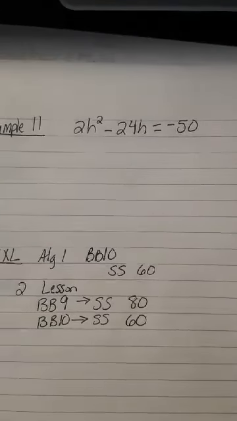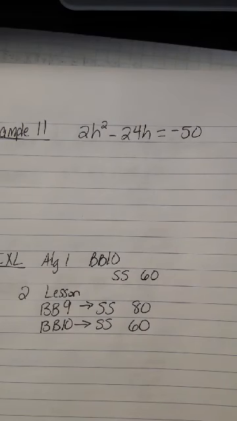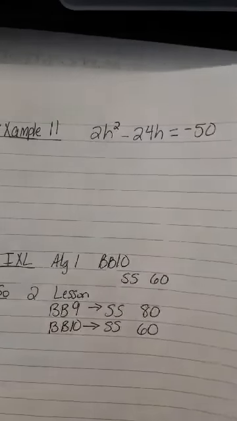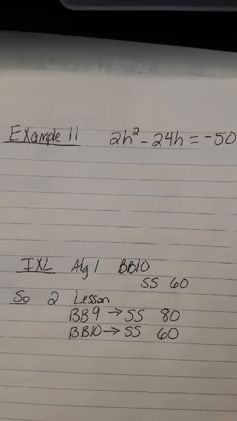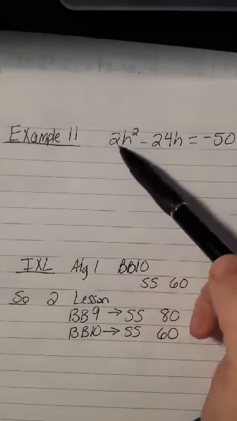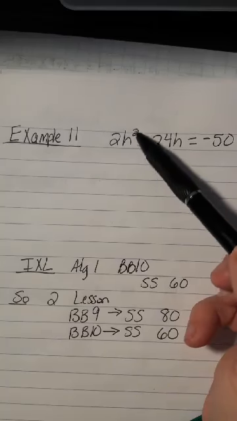All right, look at example 11. Example 11 says 2h to the second minus 24h equals negative 50. What do you notice that's different about this equation? This one has something different than all the others that we've done today. The thing that's different is there is now this number in front of our h squared. You have a coefficient of h squared.